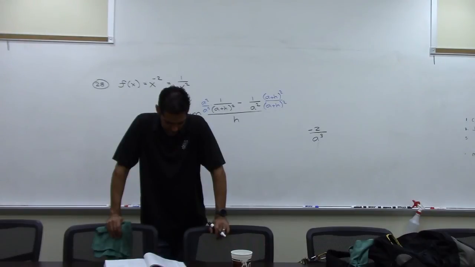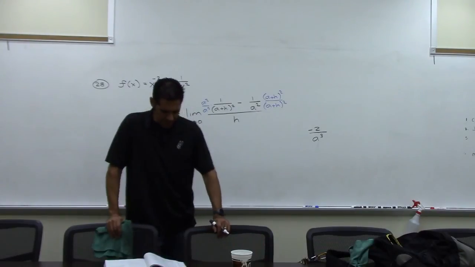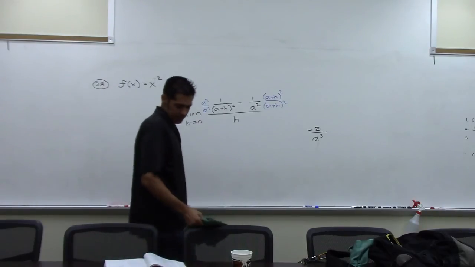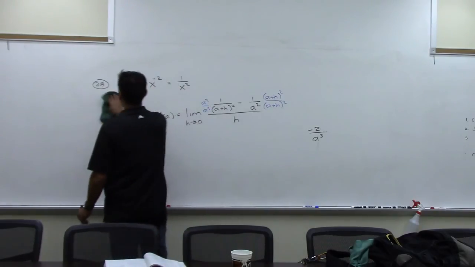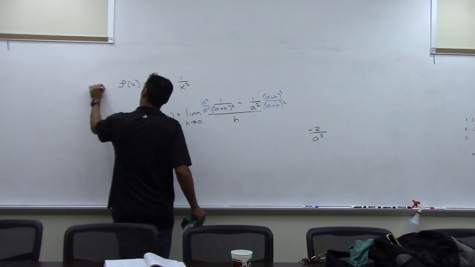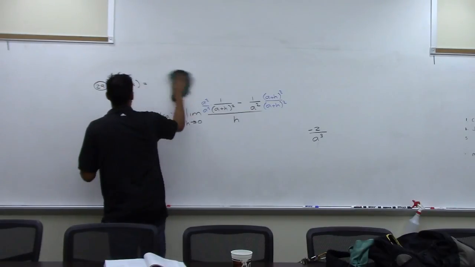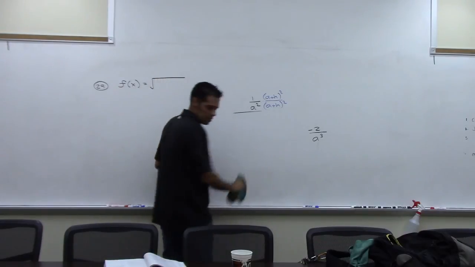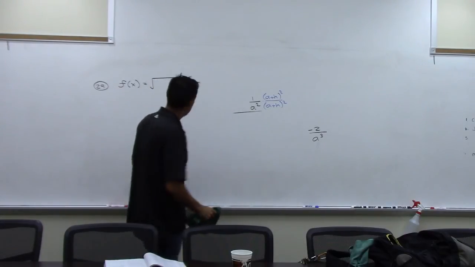Number 29. Yeah, this will be my last one. Although I really like 30. 29. Square root of 1 minus 2x.